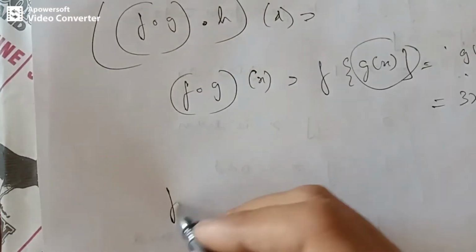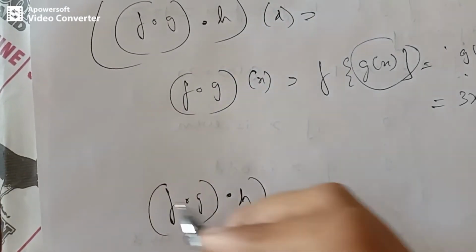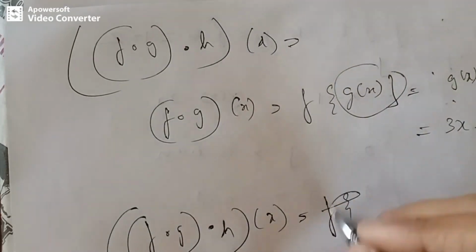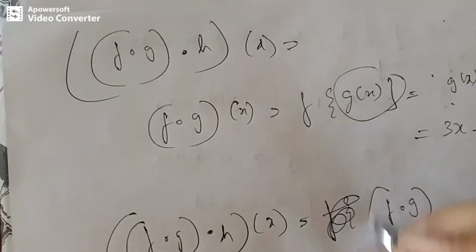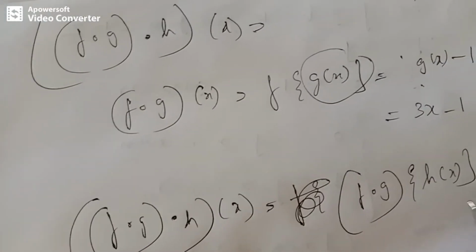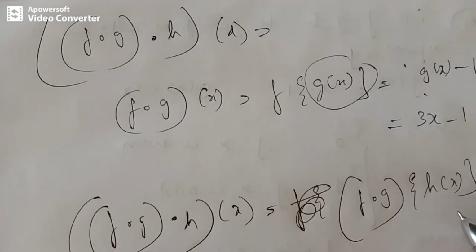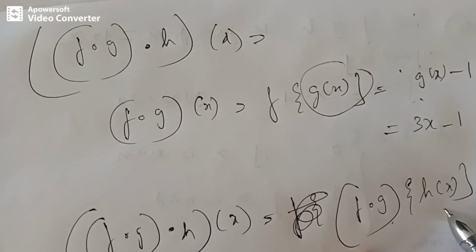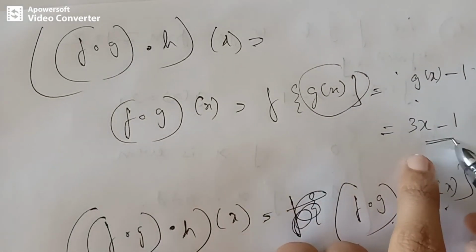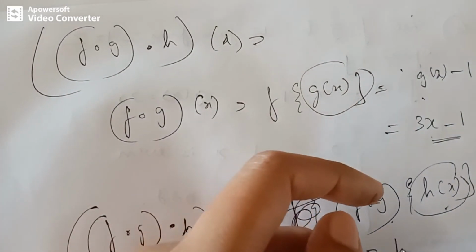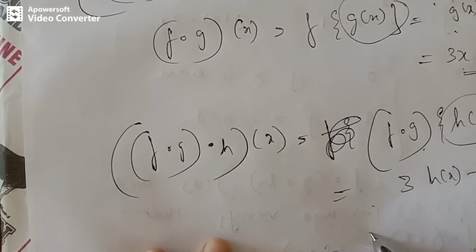So now let's find out what is f composite g composite h of x. So we get f composite g of h of x. What is this f composite g of x? We know the value is 3x minus 1. So let's substitute this in place of x. So what we get is 3 into h of x minus 1. Or in other words, we are going to arrive at the same result.